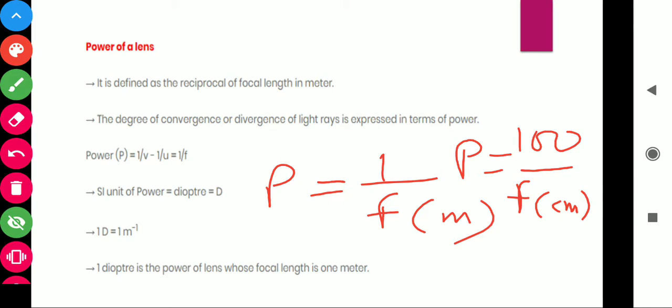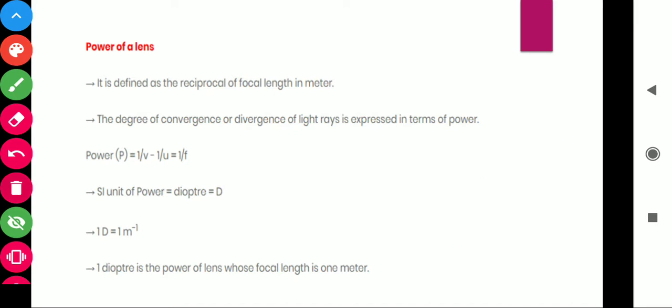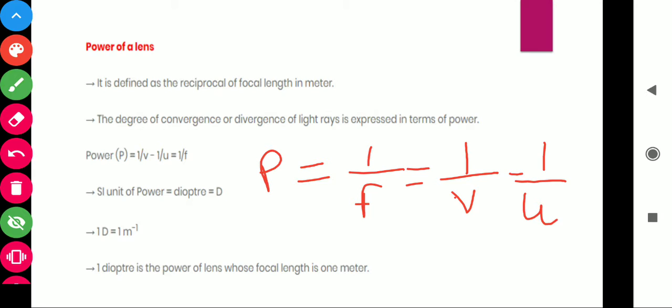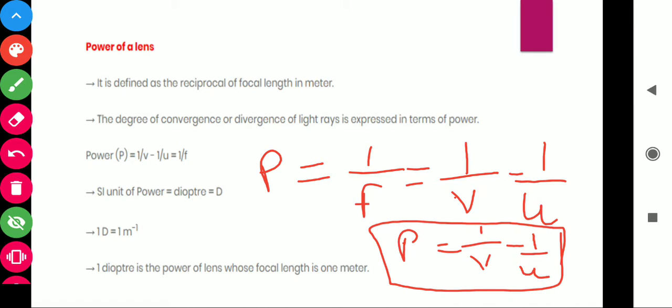In this way we can solve all the numericals. If we see what P is, P is equal to 1 upon F. And what is 1 upon F for lenses? 1 upon V minus 1 upon U. Then we can see this is a direct formula which is used to calculate the power of a lens.